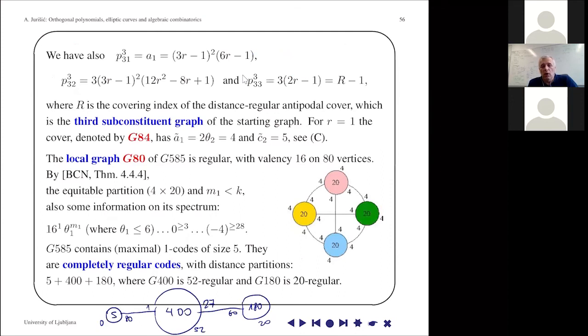And what we find out is that the third subconstituent of this graph is actually antipodal covered. And actually, we proved that there are some perfect 1-codes in this graph. But this is really neat, that actually the third subconstituent is an antipodal distance regular graph. So I went to the table of antipodal distance regular graphs and tried to find out if this graph on 84 vertices is known. Unfortunately, it's the smallest open case, so we couldn't get anything there.